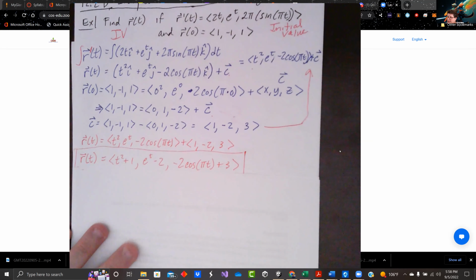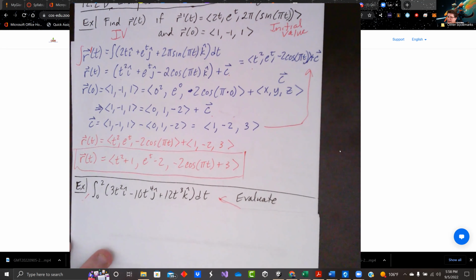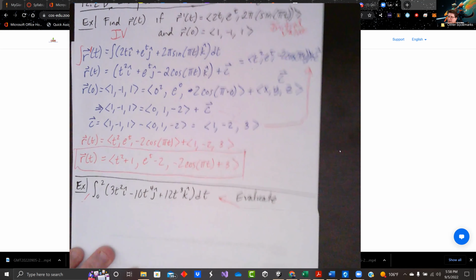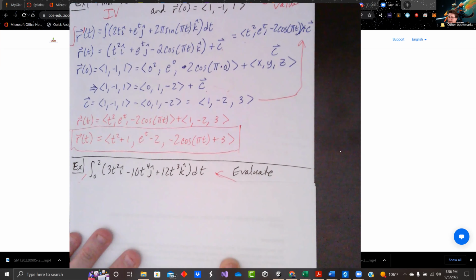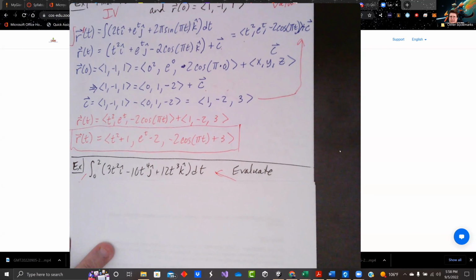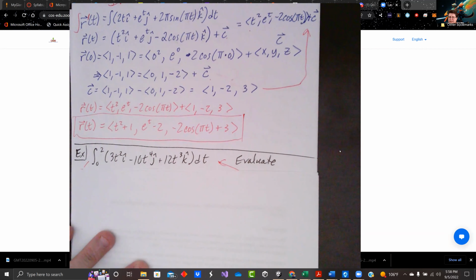Okay, next question. We want to evaluate the integral from 0 to 2 of 3t squared i hat minus 10t to the 4th j hat plus 12t cubed k hat dt. You guys know how to do these integrals, so I suggest you pause it and see if you get the same answer. Calculate it out, see what you get.